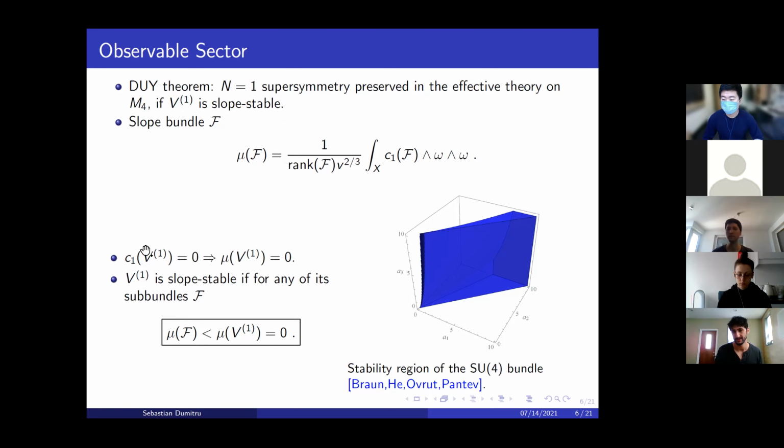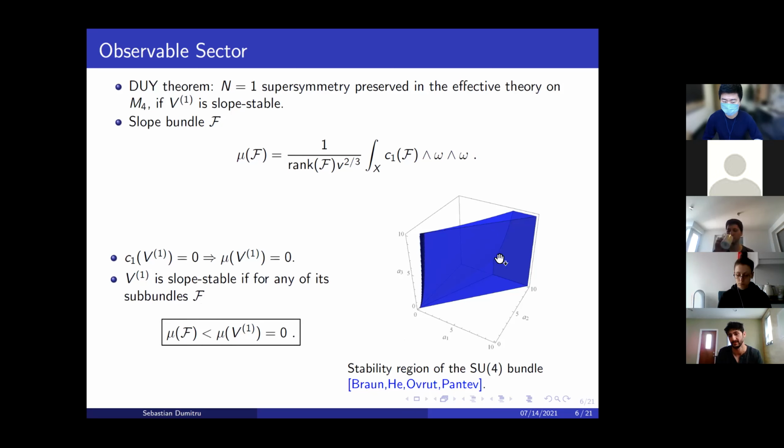For an SU(N) bundle such as the SU(4), the first Chern class vanishes. So the slope of the SU(4) bundle is zero, and therefore the SU(4) bundle is slope stable if any sub-bundles have negative slope. This is a highly non-trivial condition, but it was worked out by Volker, Braun, Ovrut, and Pantev, and they got this stability region for the SU(4) bundle.